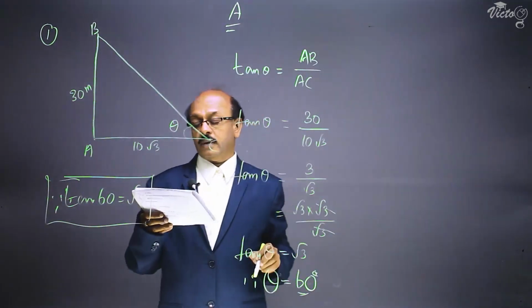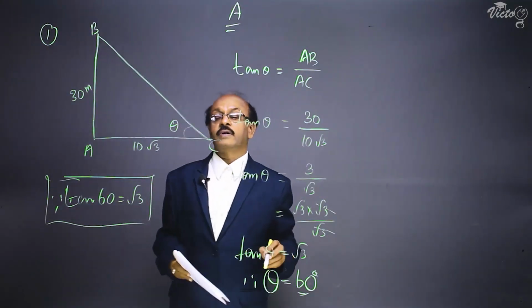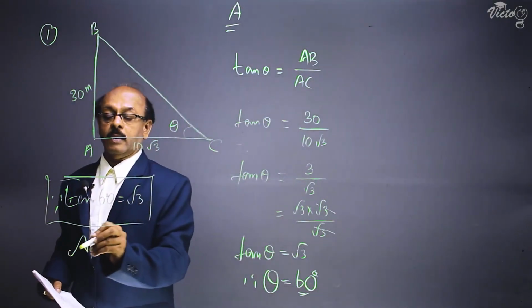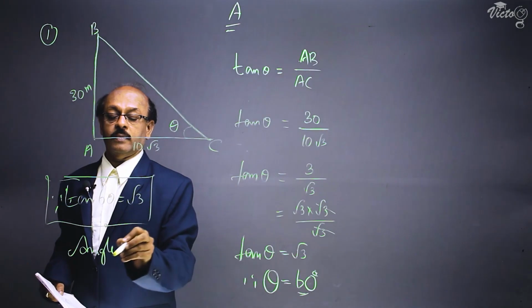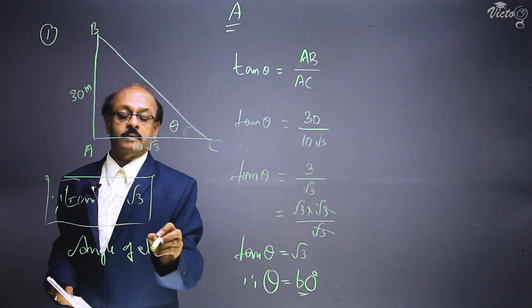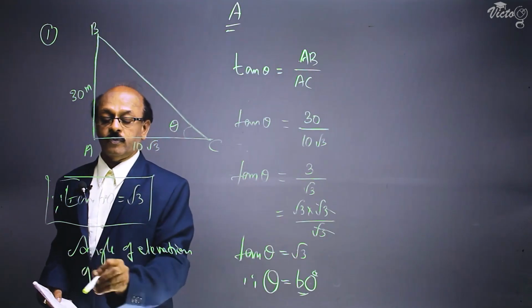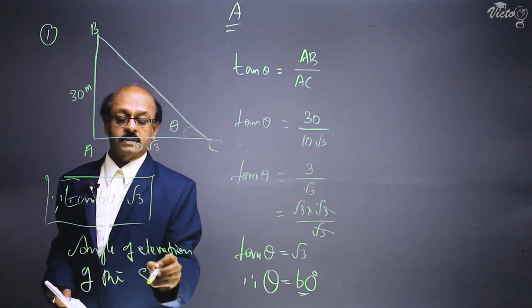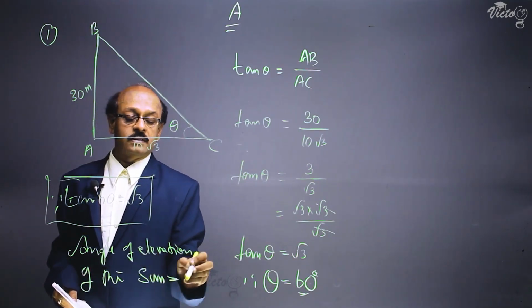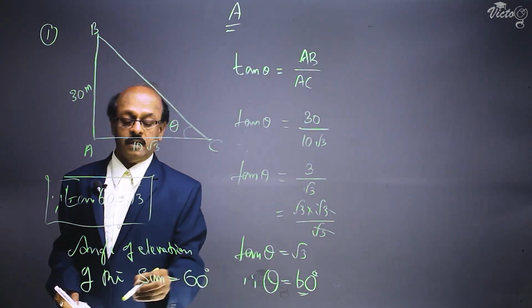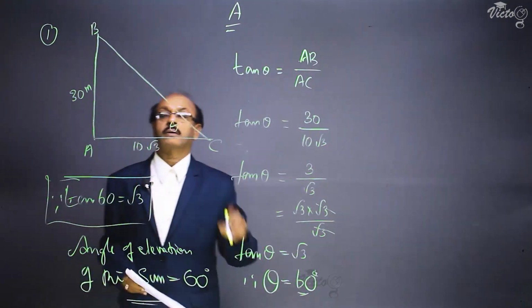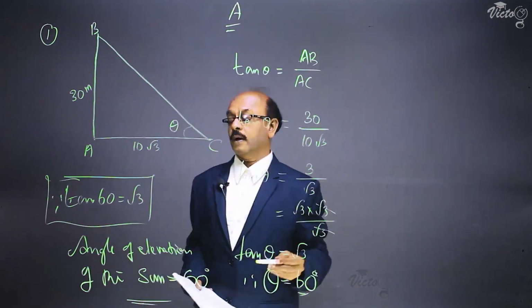So we can conclude the answer as: angle of elevation of the sun is equal to 60 degree is the answer. This is an unmarked question in section A. Okay.